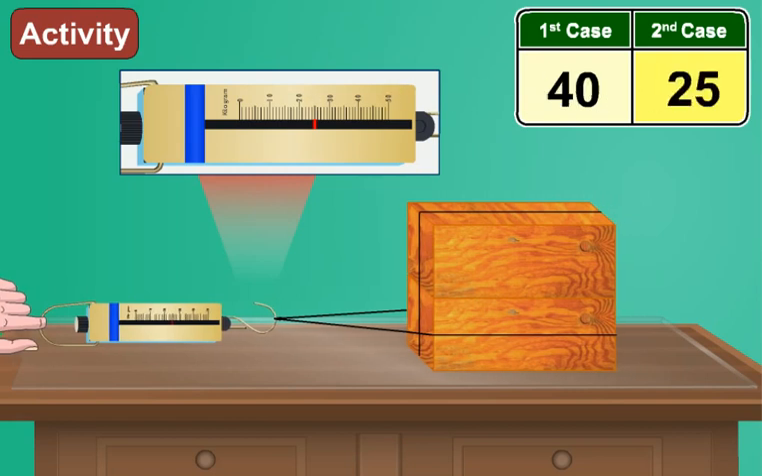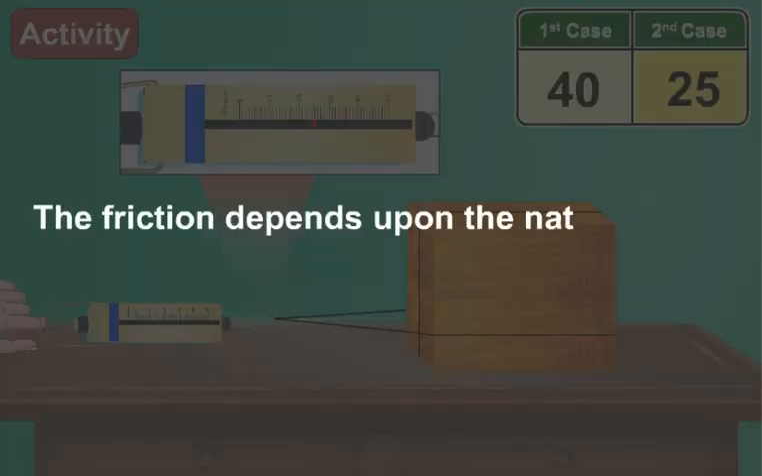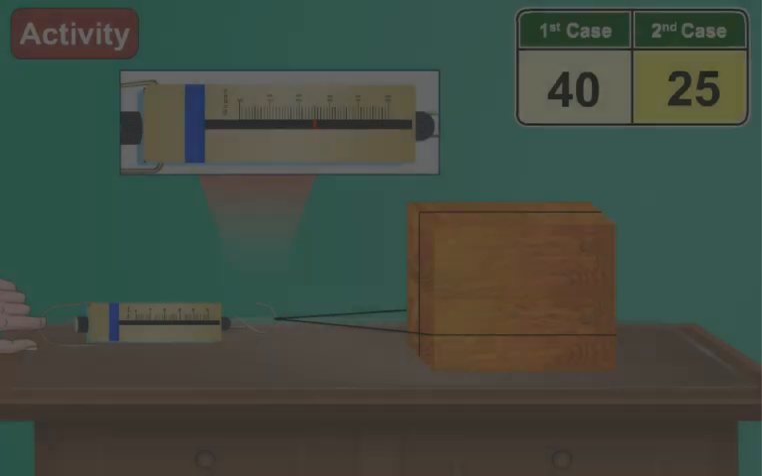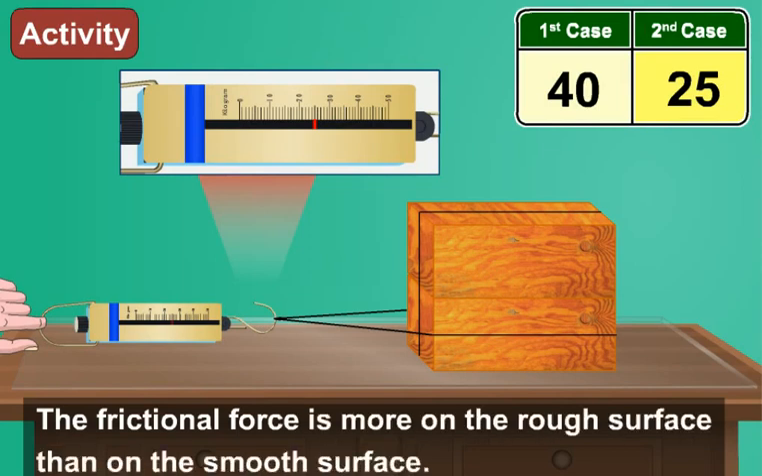What will you observe? Does the spring balance show less reading when the block slides over the glass? Students, this proves that the friction depends upon the nature of the surfaces in contact. The frictional force is more on the rough surface than on the smooth surface.